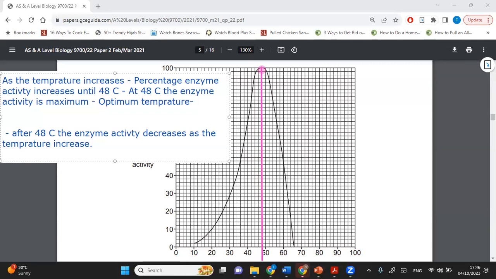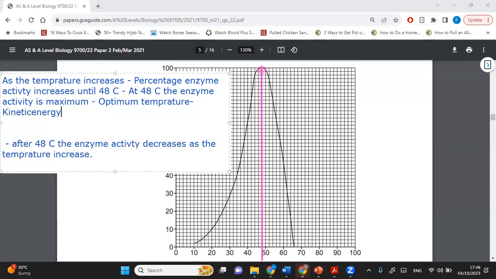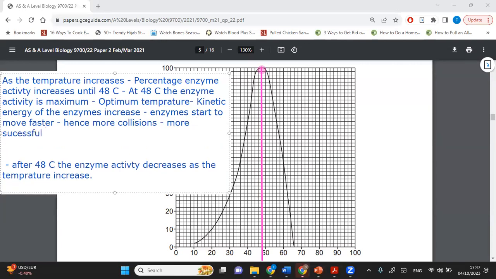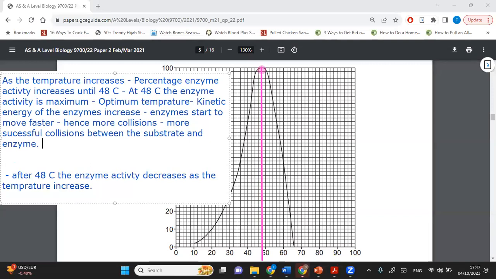The reason why that is happening is because when I increase the temperature, the kinetic energy of the molecules increases. The kinetic energy of the enzymes increases, hence the enzymes move faster. Hence, there are more collisions, more successful collisions. That is why enzyme activity increases, because there will be more successful collisions between the substrate and the enzyme. So the rate of reaction or the activity of the enzyme will increase.